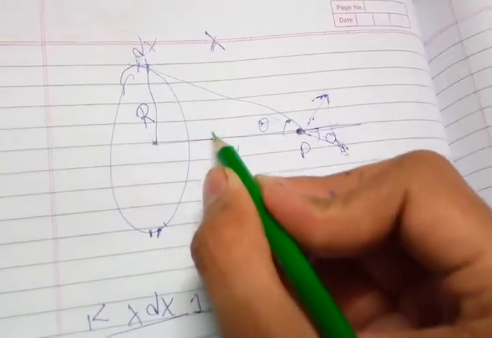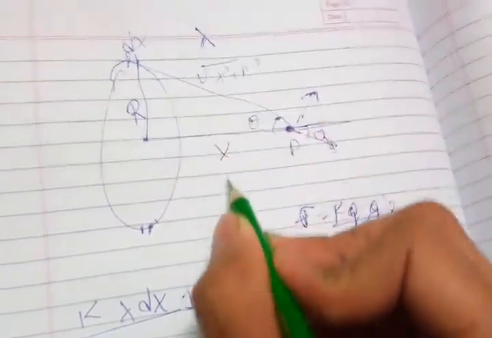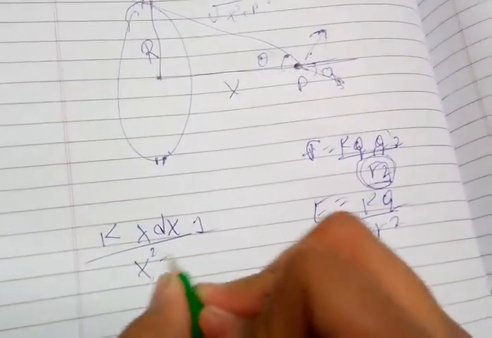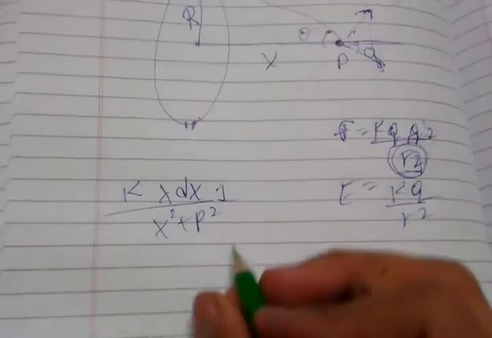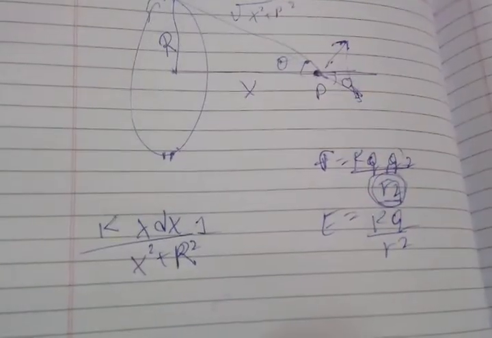So the dx will be, so we will use Pythagoras theorem, x square plus r square over here, and r square, so the under root will be cancelled out. So this is okay, so the variable over here is dx.